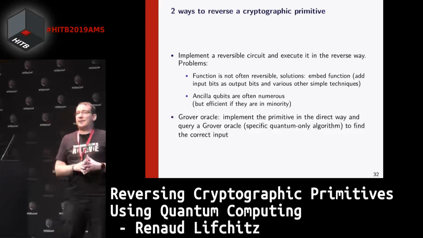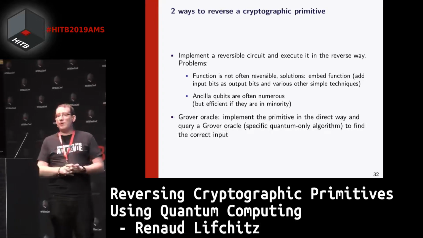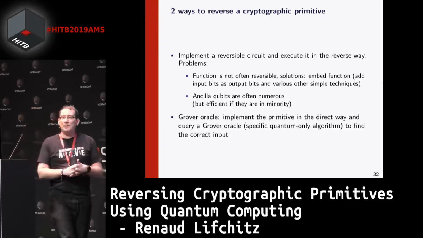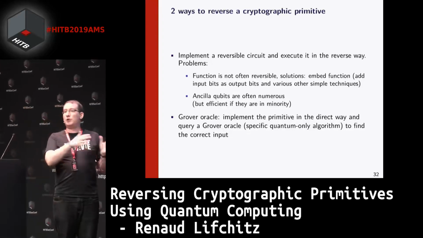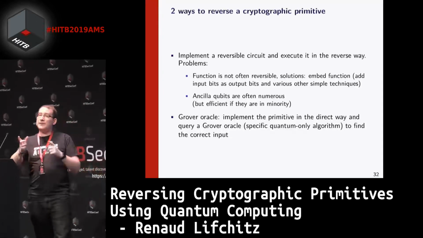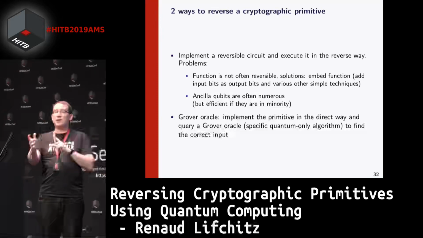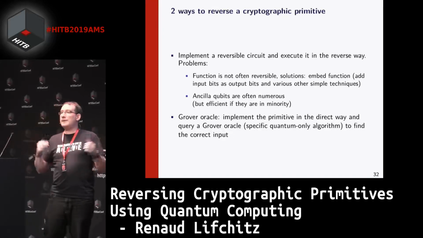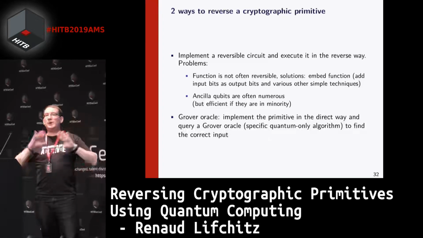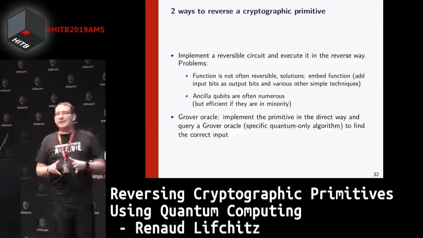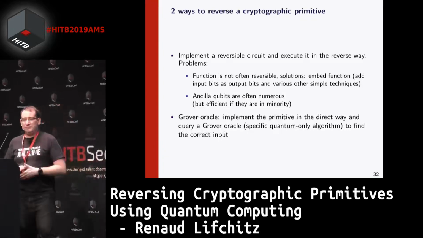The easiest oracle that exists is the Grover oracle. With the Grover oracle, you just have to implement the normal function, and then implement a black box saying yes or no. Is it interesting for me? Is this value the good value among the others? If you combine your function with the Grover oracle, you will be able to find the right value very efficiently.